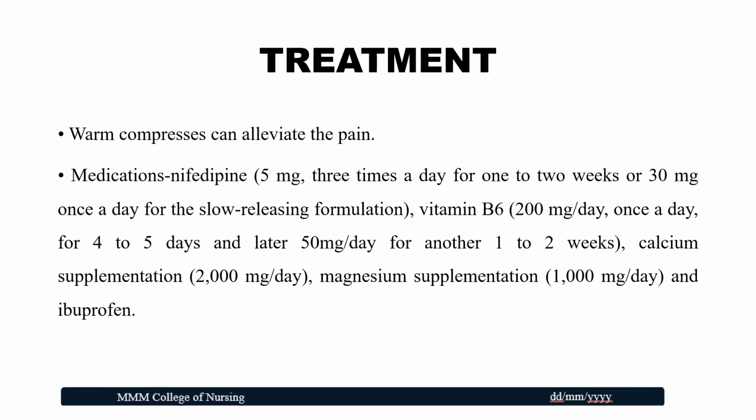Then vitamin B6, 200 mg once a day for 4 to 5 days, and later 50 mg per day for another 1 to 2 weeks. Calcium supplementation, 2000 mg per day. Magnesium supplementation, 1000 mg per day, and ibuprofen. This is the treatment for Raynaud phenomenon.